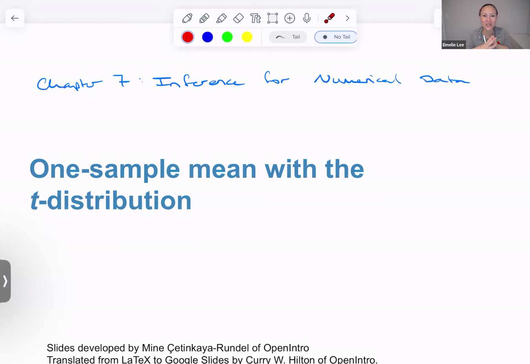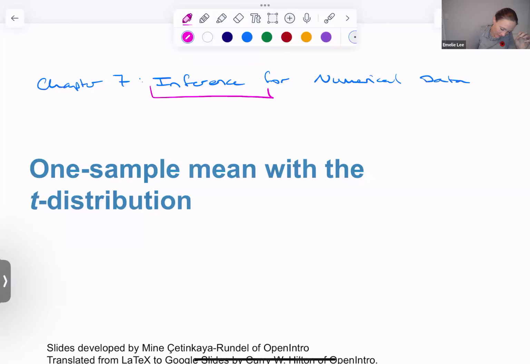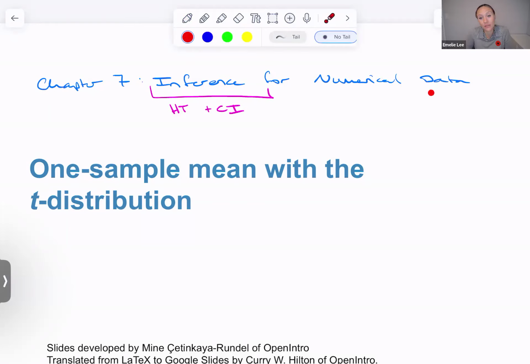We're going to start chapter 7, which is inference for numerical data. Remember inference, by now we're so familiar with hypothesis testing and confidence intervals. And what's really nice is we're going to just stay here with hypothesis testing and confidence intervals for a little while longer. That's nice because we already know a lot of the rules and now we need to be able to apply them to numerical data. Okay?